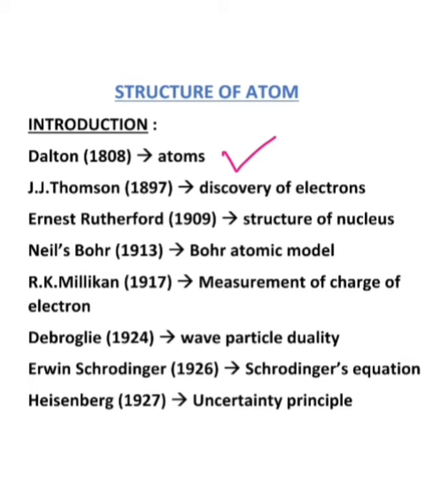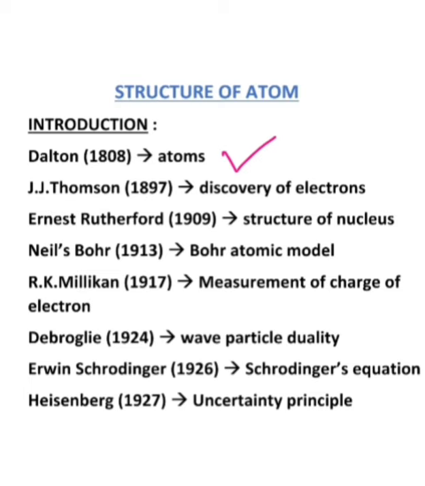But then came various theories and discoveries put forward by scientists like Thomson, Rutherford, Bohr, and so on. And then the perception changed. Then we believed that atom is not the smallest indivisible particle. Rather, there are still smaller particles present, like electrons, protons, neutrons, and so on. So let us consider certain discoveries.